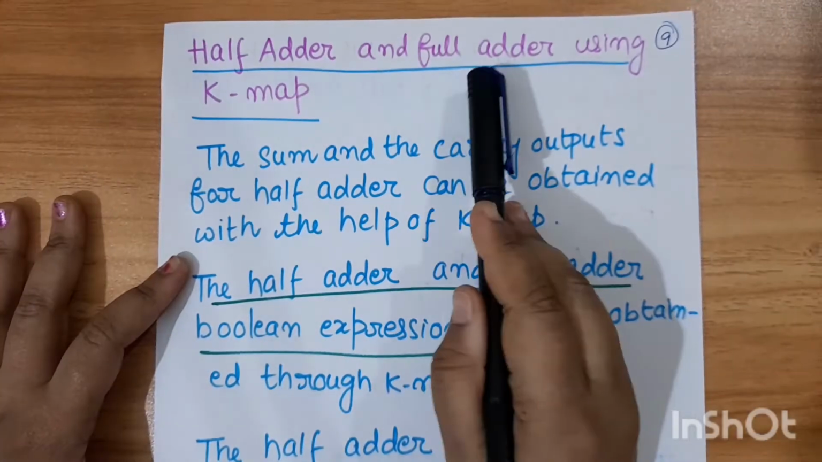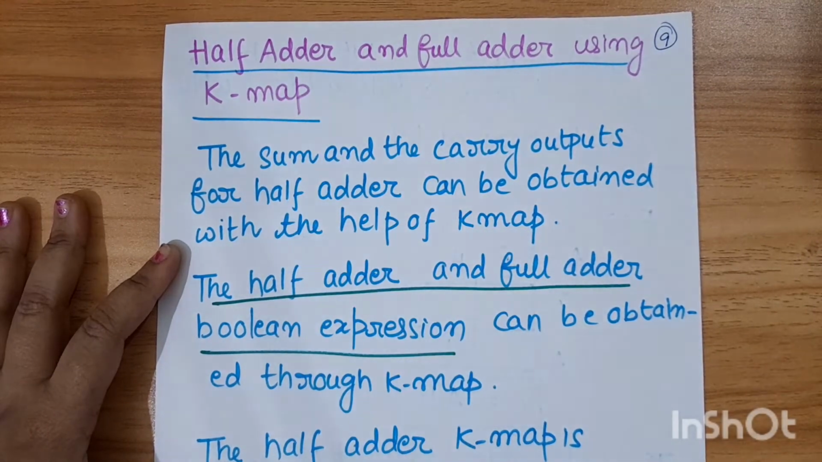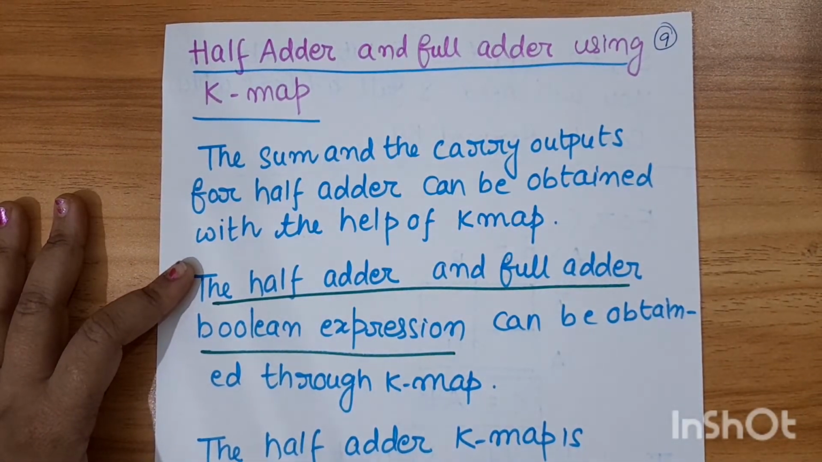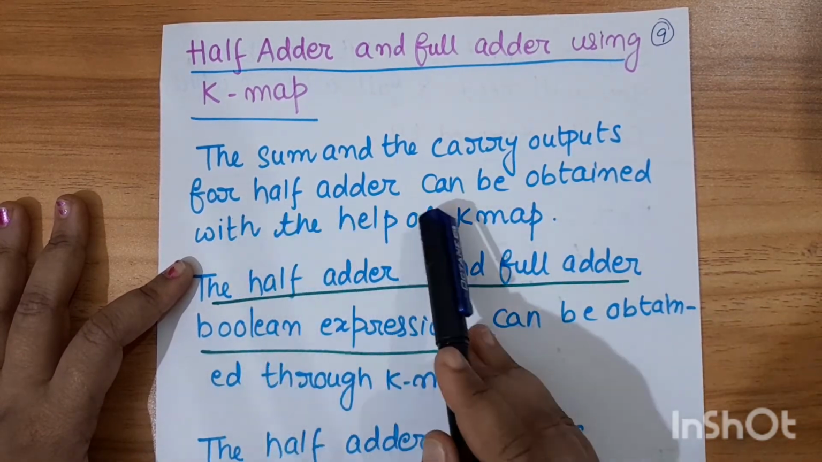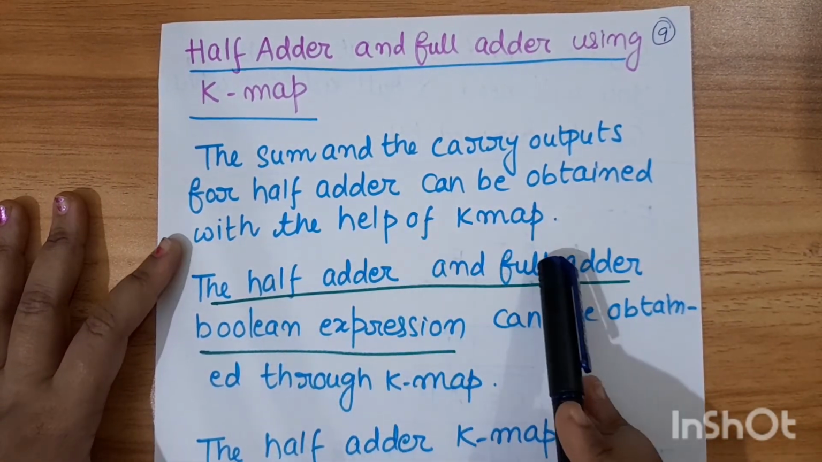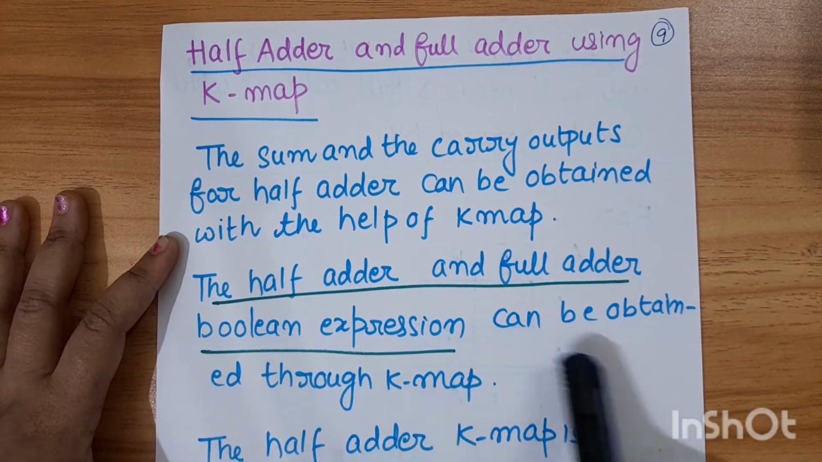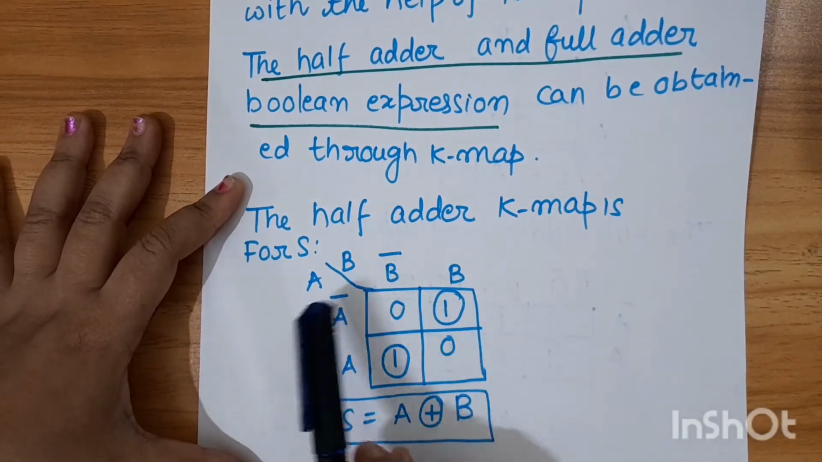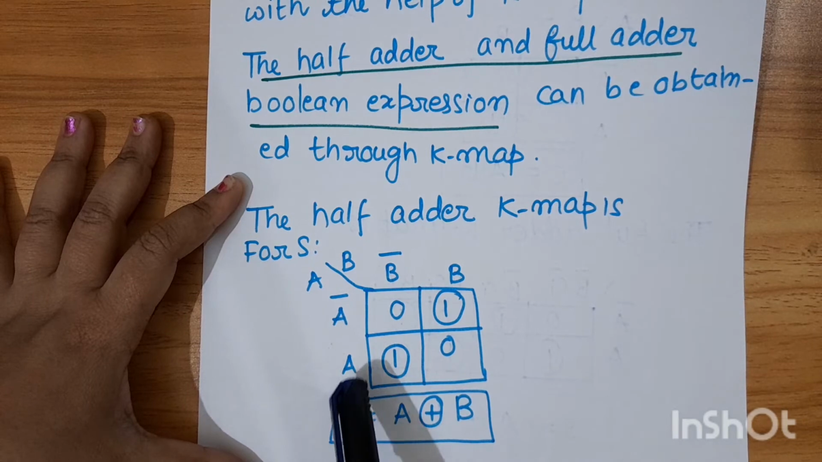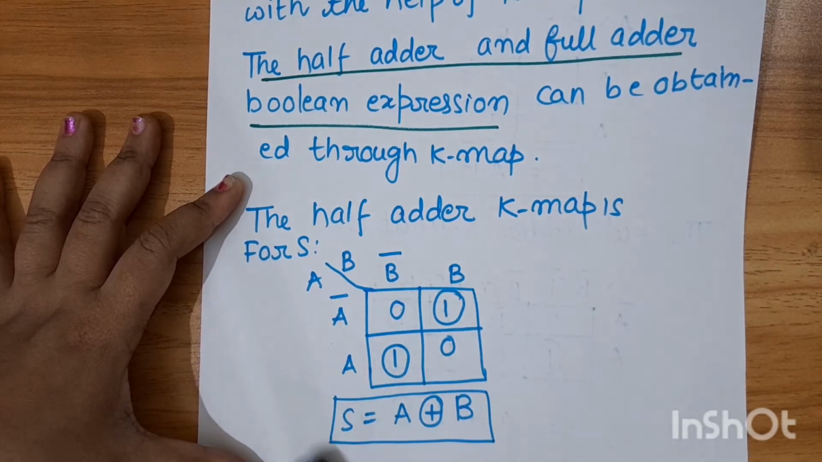Now we will see the half adder and full adder using the K map, that is the Karnaugh map. We will see the Boolean expressions for them derived from the K map. The sum and carry outputs of the half adder can be obtained with the help of the K map. So here is the Boolean expression. You see two inputs A and B, with A complement A, B complement B. Here the sum comes as A exclusive OR B.